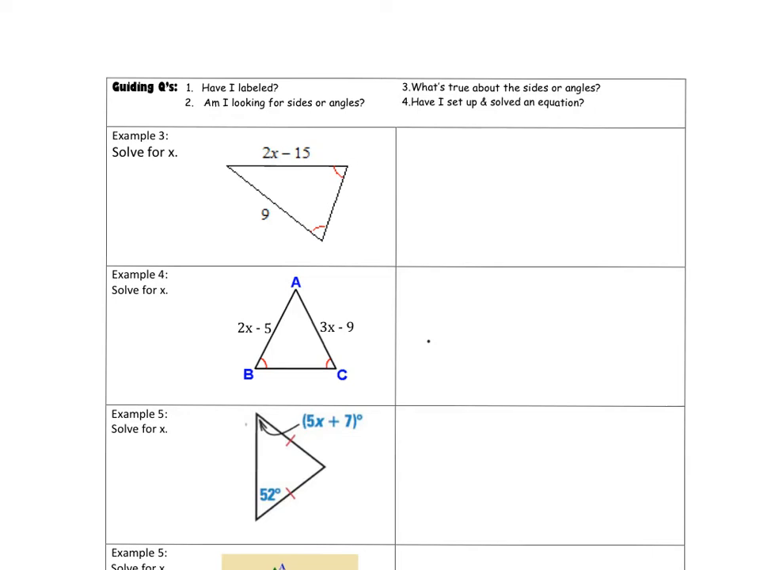Now, before we begin the last set of problems, I've given you a set of guiding questions to help you go through each problem and get to the correct answer. The first question is: have I labeled? What I mean by labeled is, do we know which angles are our base angles and which ones are our non-congruent? Well, in this example, they do not give us the slashes to go by.